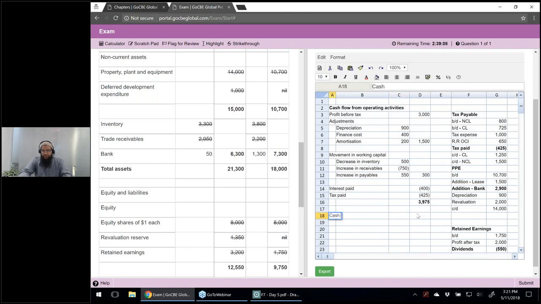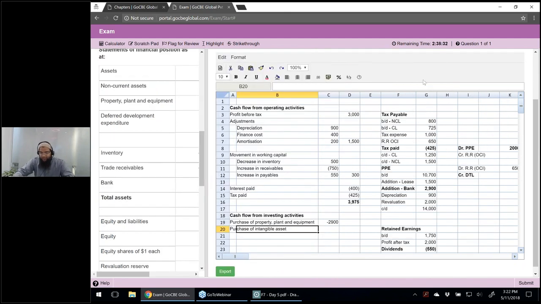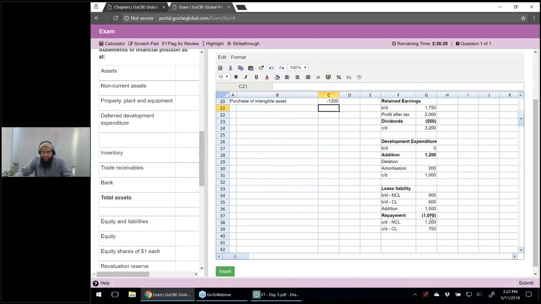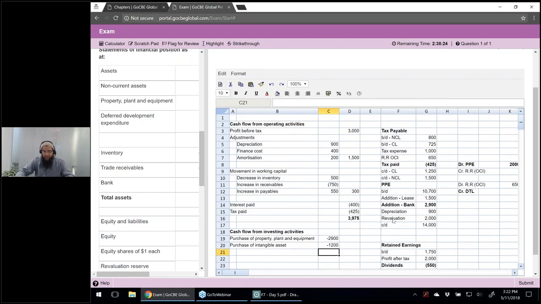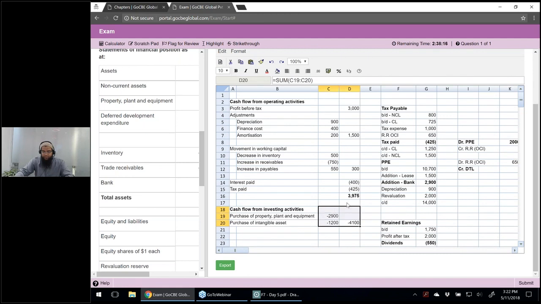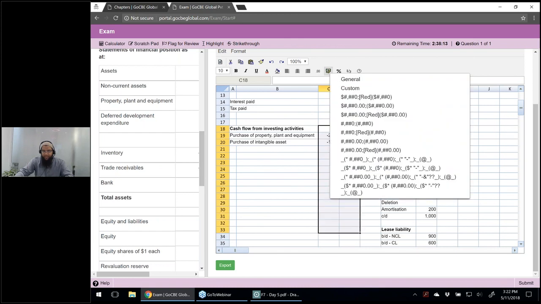Now we are going to make cash flow from investing activities, where we have purchase of property, plant and equipment. The purchase of property, plant and equipment was negative 2900, and we have purchase of intangible asset, which is going to be 1200 negative. Anything else left? So the total is going to be negative 4100. Let's apply the formatting as well.